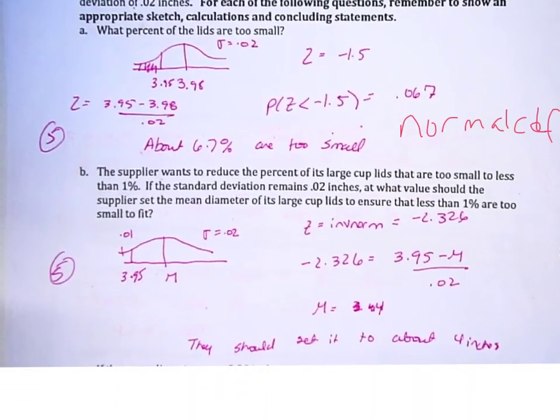On the next one, you wanted to have it so that you had 1% less than 3.95. So again, we're going to do inverse norm of 0.01 and get negative 2.326. We're going to have our score of 3.95 minus the mystery mean over the standard deviation. So they should set the machine to about 4 inches.